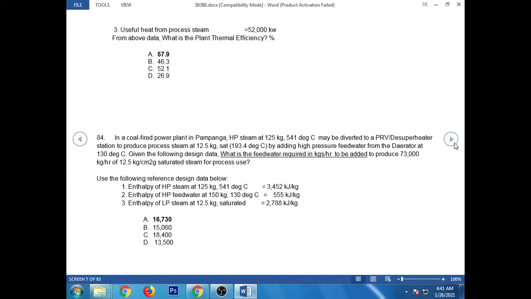In a coal-fired power plant in Pampanga, HP steam at 125 kg, 541 degrees Celsius may be diverted to a PRV superheater station to produce process steam at 12.5 kg, saturated, 193.4 degrees Celsius by adding high pressure feed water from the deaerator at 130 degrees Celsius. Given the following design data, what is the feed water required in kilograms per hour to be added to produce 73,000 kilogram per hour of 12.5 kilogram per square centimeter gauge saturated steam for process use? Use the following reference design data below.